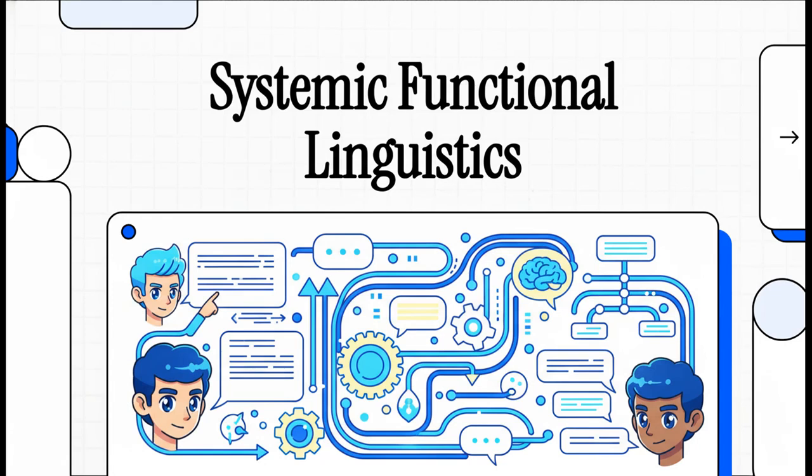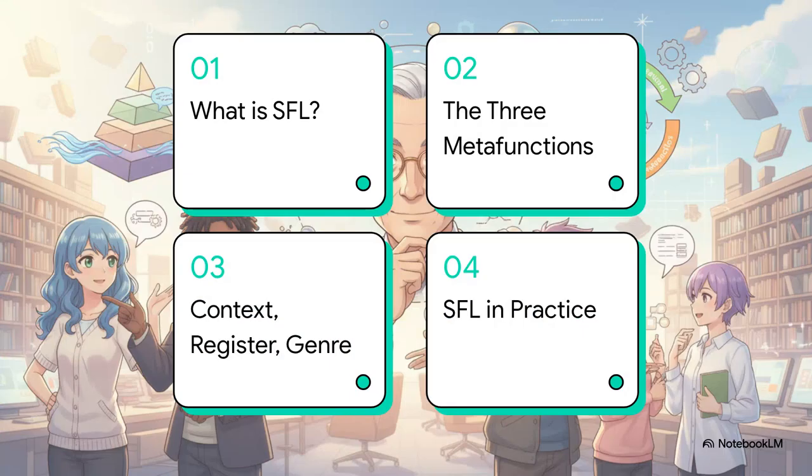Today we're jumping right into a really interesting topic, Systemic Functional Linguistics, or SFL for short. So here's our game plan. We're going to start with what SFL actually is. Then we'll unpack its core idea, these things called the three metafunctions. From there, we'll see how it all relates to context and genre, and we'll wrap up by looking at how SFL is used in the real world.